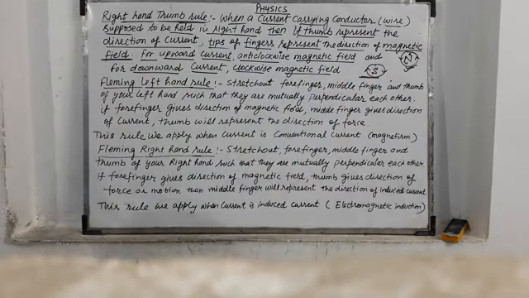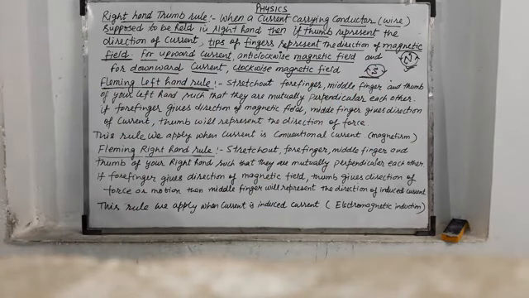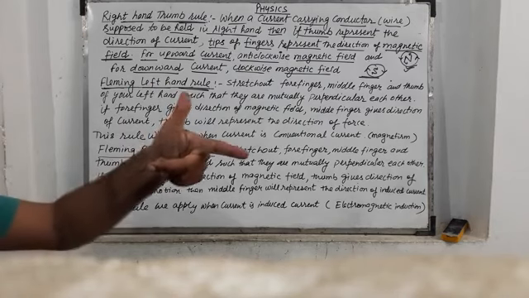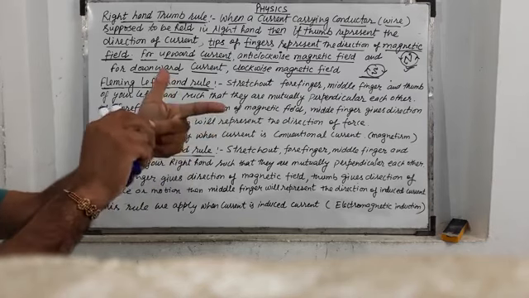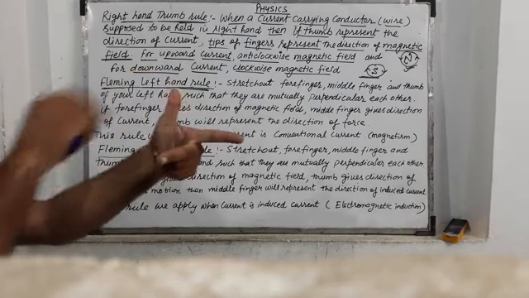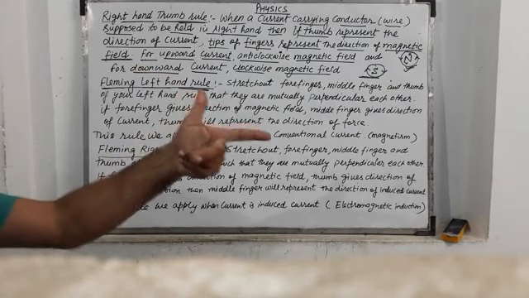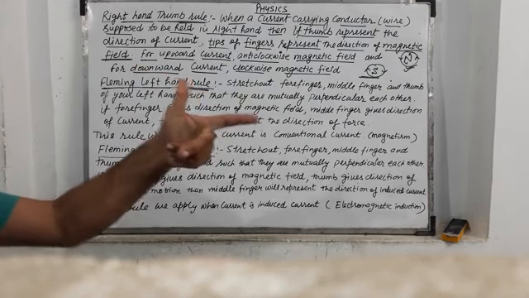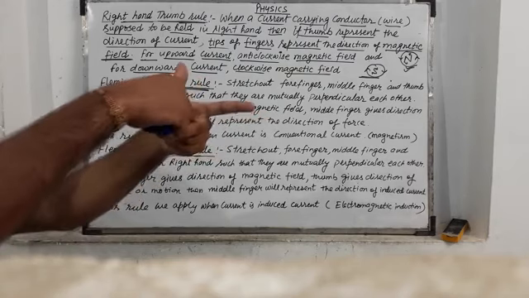Okay, now the Fleming left hand rule. In case of Fleming left hand rule, first stretch out the forefinger, middle finger and thumb of your left hand such that they are mutually perpendicular to each other.